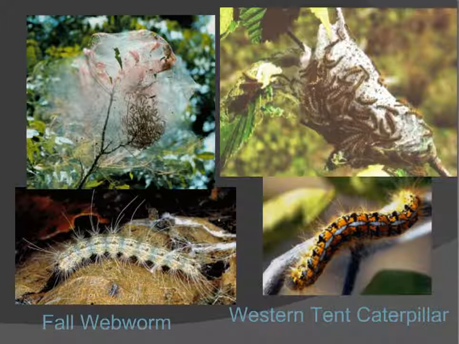Fall webworm and western tent caterpillar are a couple that we have some issues with, and you may see those driving up the canyons. The fall webworm will encase an entire branch with a sort of loose web, and they'll eat within that web. Most likely a host for that is chokecherry. And then the western tent caterpillar has a very tightly woven web, usually in branch crosses, and those most often affected are aspen on that particular species.